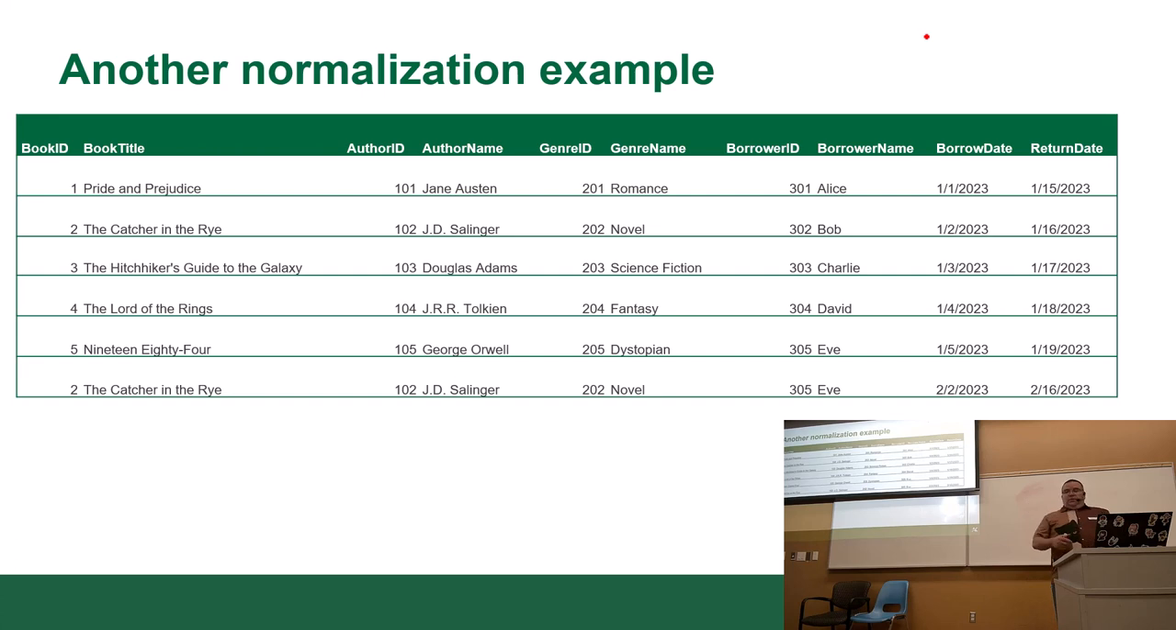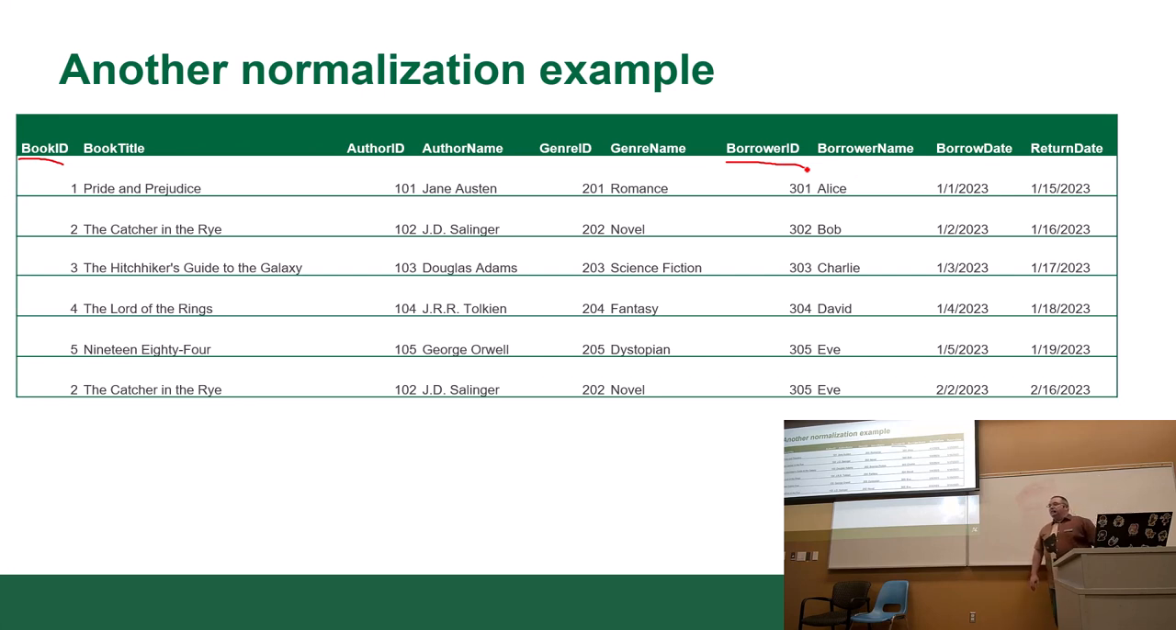Let's take a look at what attributes we have. We have book ID, book title, author ID, author name, genre, genre name, borrow ID, borrow name, borrow date, and return date. Now, anybody want to take a guess which combination of attributes lets you find every row uniquely? So the combination of the book ID and the borrow ID, so book ID plus the borrower, lets us find any given row of data uniquely.